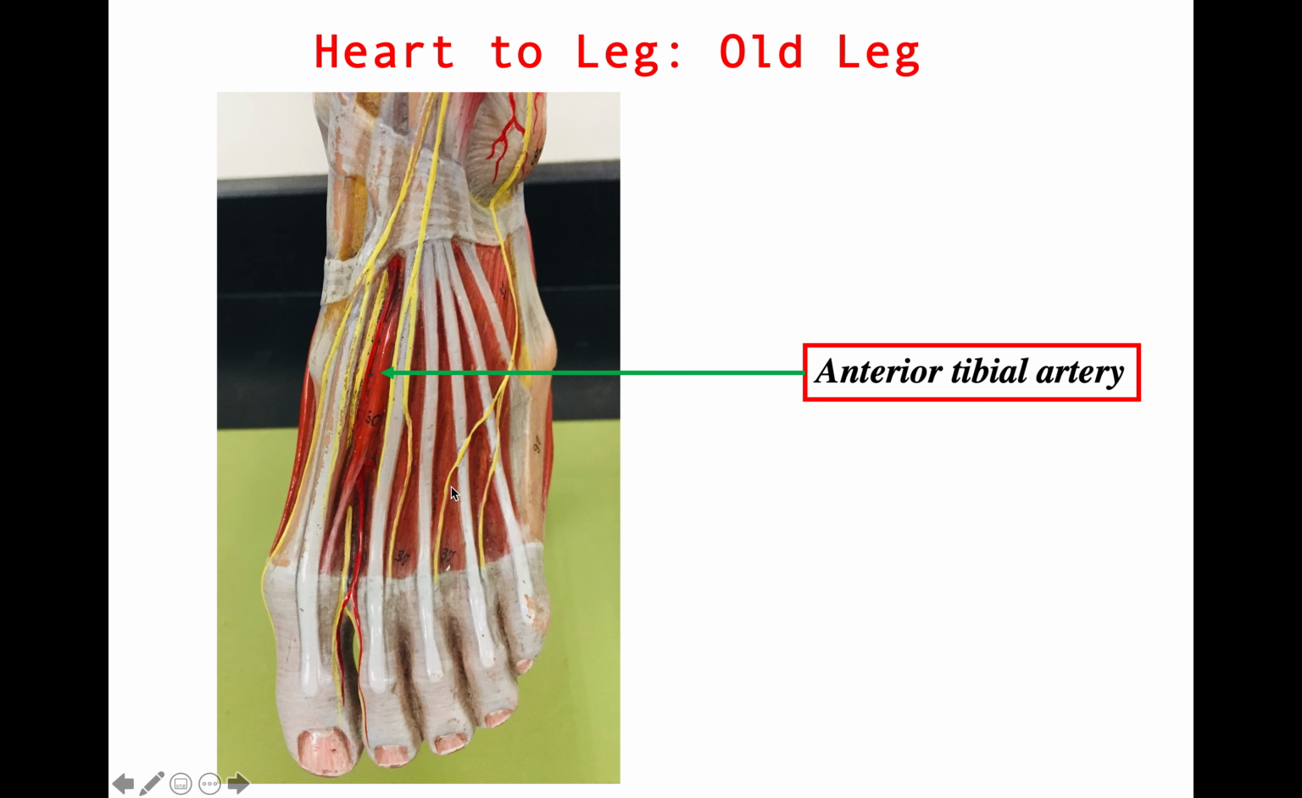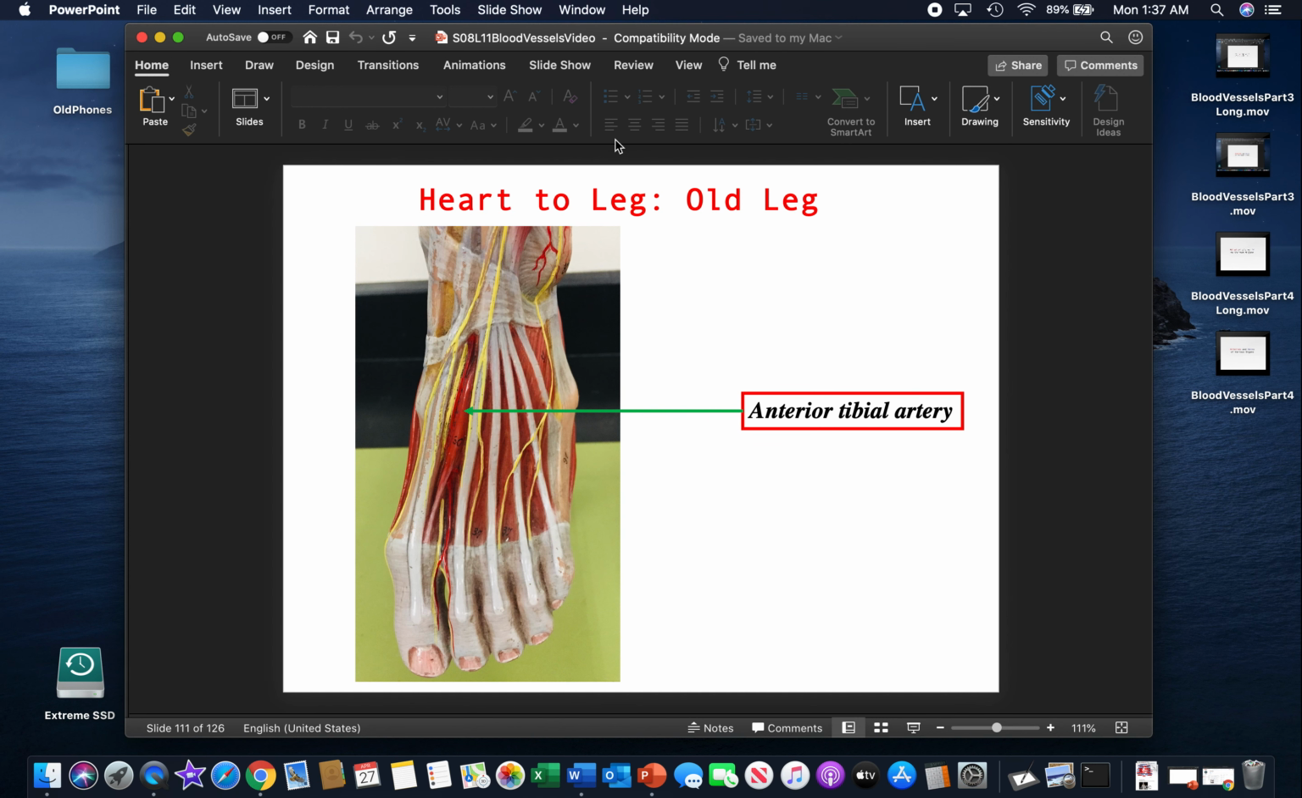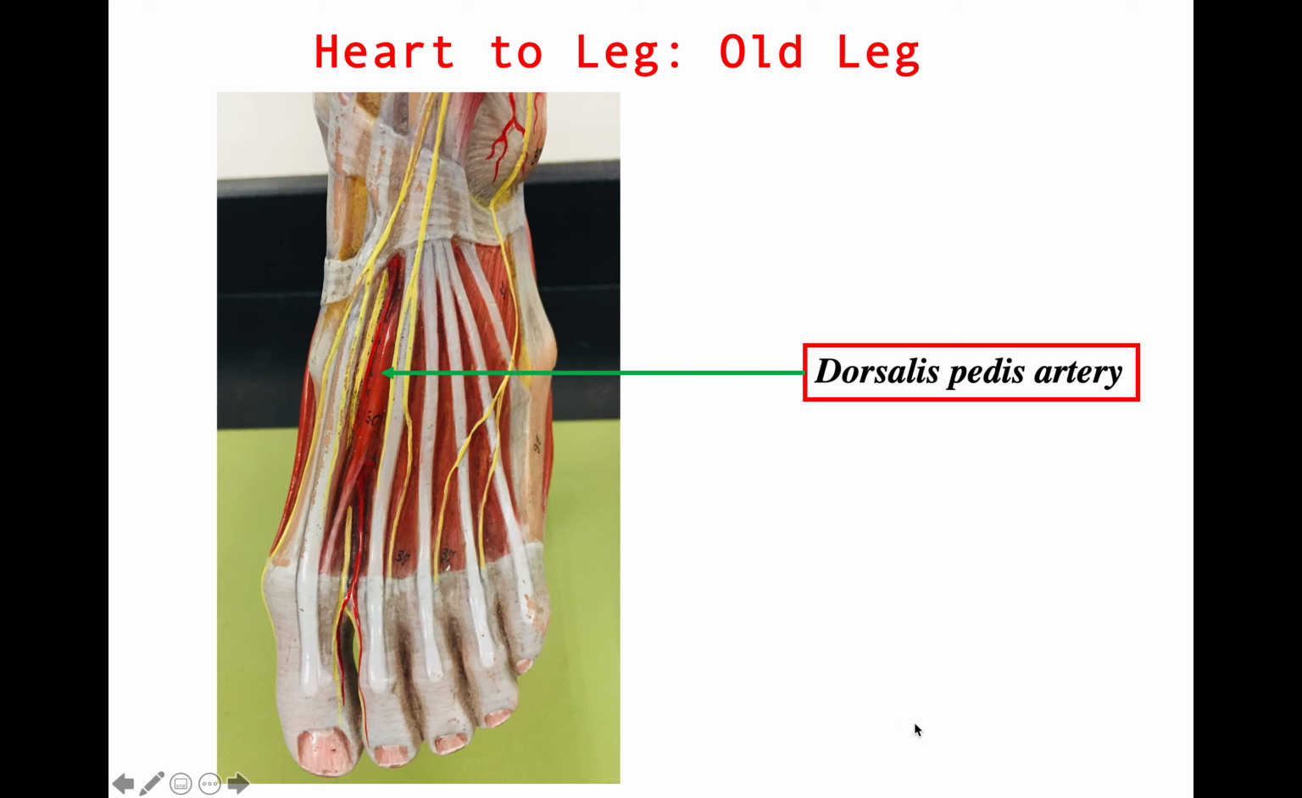From the anterior tibial artery, we're now on your foot. You can see in red here, there is the dorsalis pedis artery right there. Yeah, dorsalis pedis. This is labeled incorrectly. Let me actually fix this right now. This should say dorsalis pedis. So right there, dorsalis pedis.